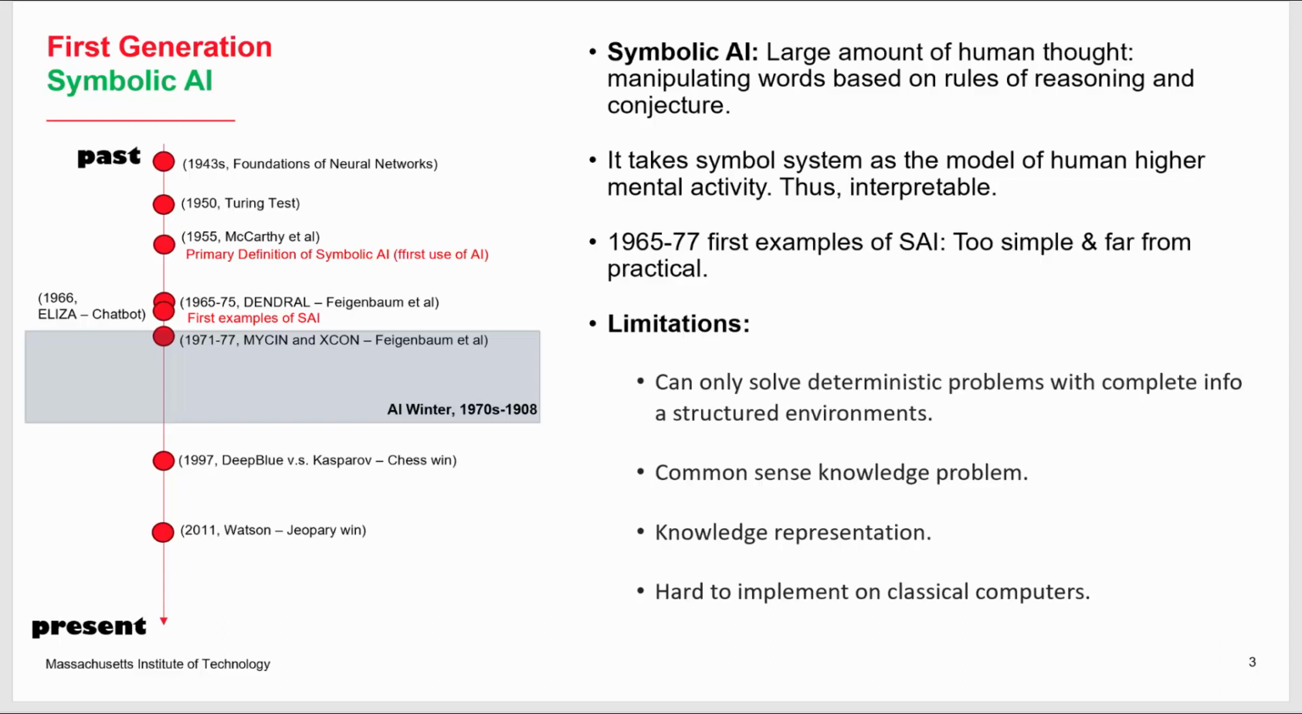Symbolic AI has obvious limitations. To name a few, it can only solve deterministic problems with complete information in structured environments. An example is perfect information games, such as chess. Human cognitive behavior, on the other hand, usually takes place in complex situations with imperfect information. One other difficult problem encountered by symbolic AI pioneers came to be known as the common sense knowledge problem.